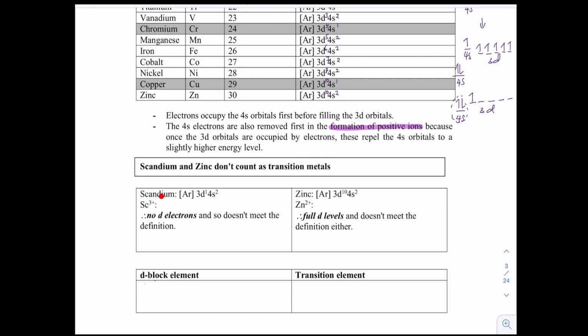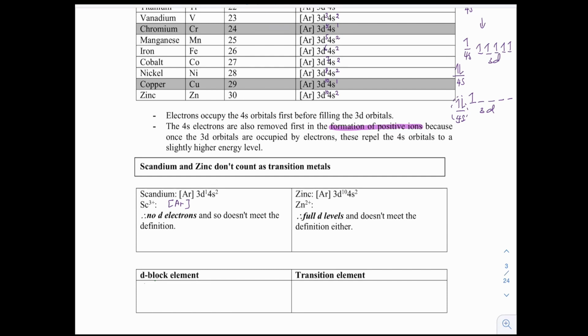Now, scandium has this configuration. If scandium were to form a stable ion, it needs to remove 3 electrons. I've mentioned that in order to remove the electrons, we have to first remove the electrons from the 4s, based on what we have discussed just now, because the 4s orbital has been repelled to the higher energy level. So when 2 electrons are removed, followed by this electron, altogether you're left with just 18 electrons, which is the configuration of argon.